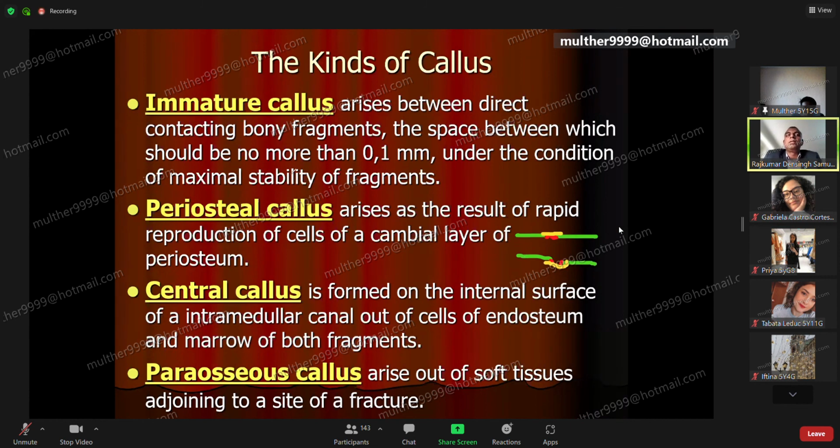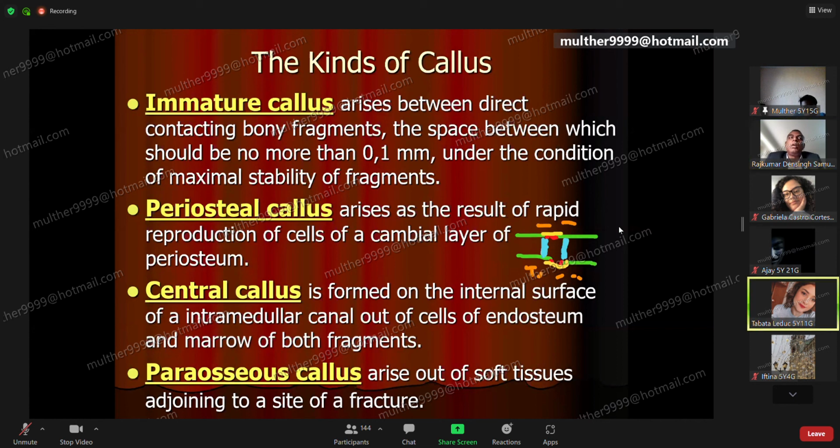So central callus, where does this central callus grow? Central callus will grow in the bone marrow canal, and it will close the bone marrow canal. If it is going to close the bone marrow canal, we call it central callus. Next, we have paraosseal callus. This paraosseal callus will grow along the muscle tendons and ligaments. A calcification of muscle tendons or ligaments, we call it paraosseal callus. Understood? Clear with this understanding about different types of callus? Yes, sir, it's clear. Please try to remember them.